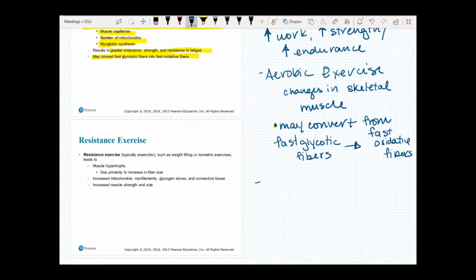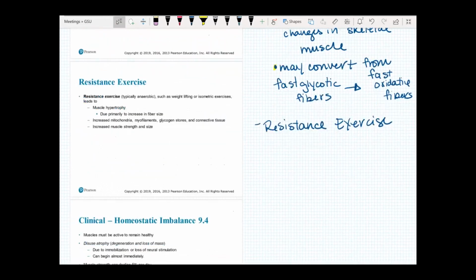But then you can also do exercise that is resistance exercise. And resistance exercise is lifting weights, isometric, any kind of machine or load that you're manipulating, not just using your body weight. Resistance exercise is going to kind of fall into that category. It's also going to be usually anaerobic, and your muscles will hypertrophy, so they will get much, much, much bigger.